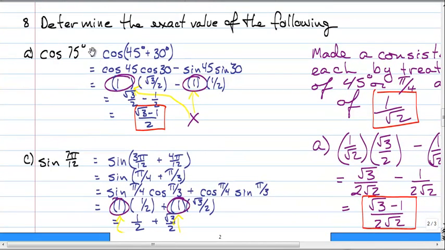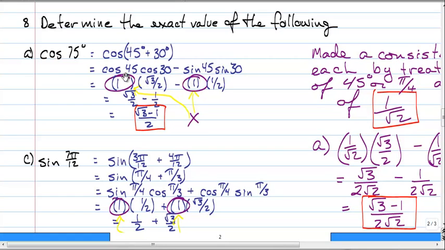Now, this one can be a bit challenging sometimes. You're asked to determine the exact value of cosine of 75. So you need to think of which special angles add or subtract to make 75. Special angles that you can find exact values for.